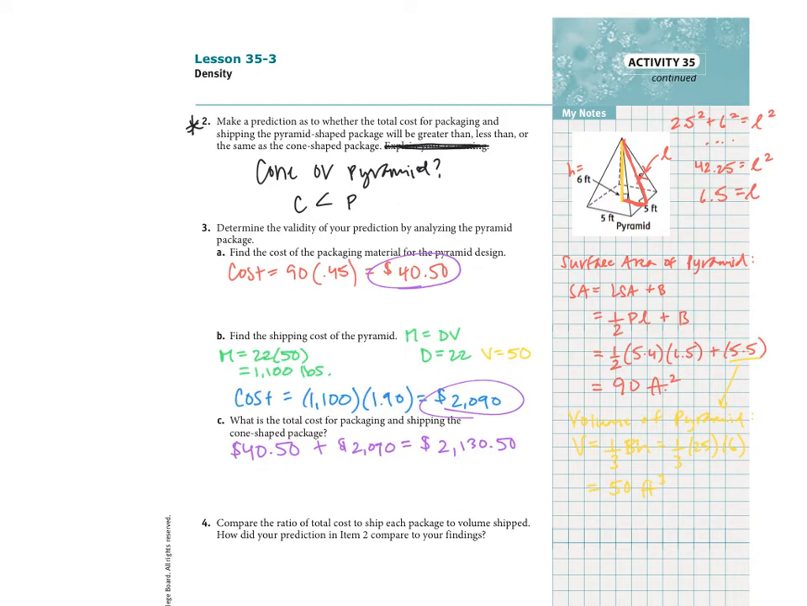So now, here's what it wants us to do. We can't get too ahead of ourselves on this. We got to look at the next question before we can really answer what's happening. We want to compare the ratio of the total cost to ship each package to the volume shipped. Remember, one is going to have more volume, but we don't know if that's the best cost efficiency, right? Just because something's bigger doesn't mean it's the better way to ship it. It's like when you go to a store and let's say you have a cereal box.